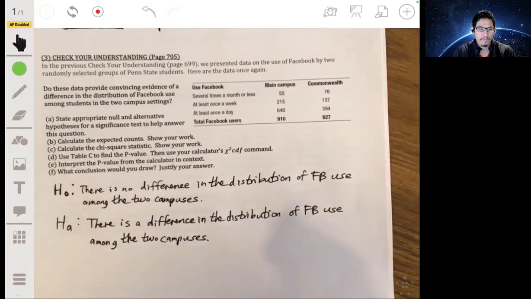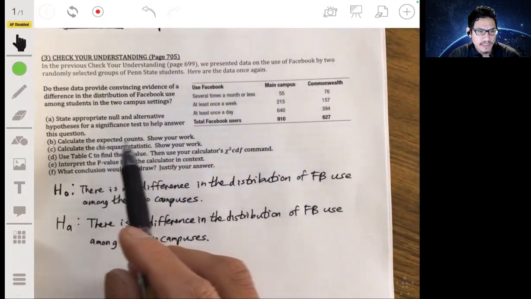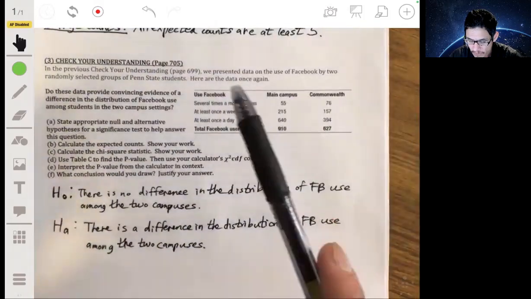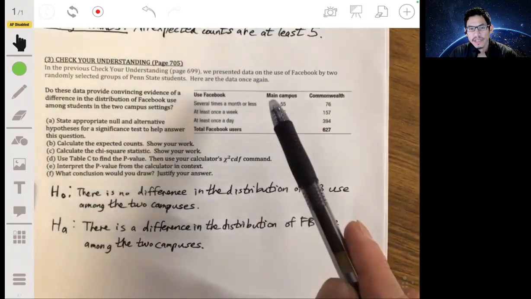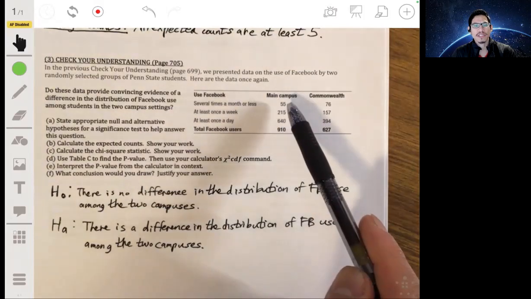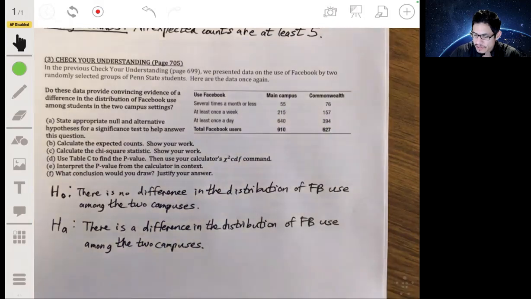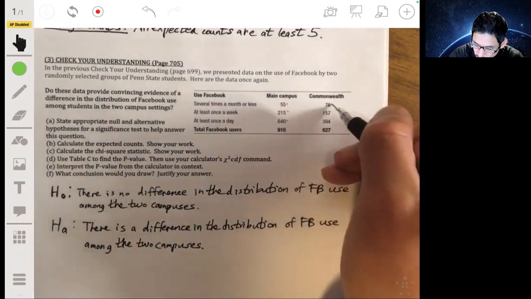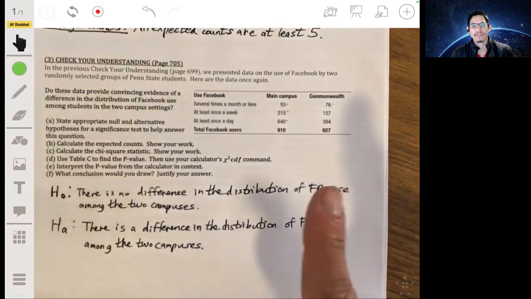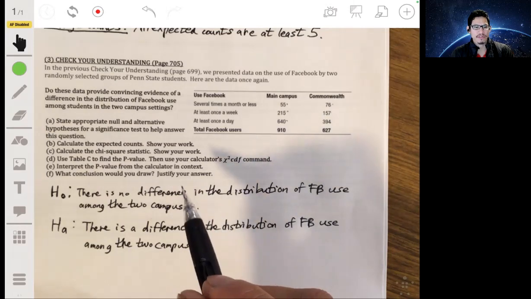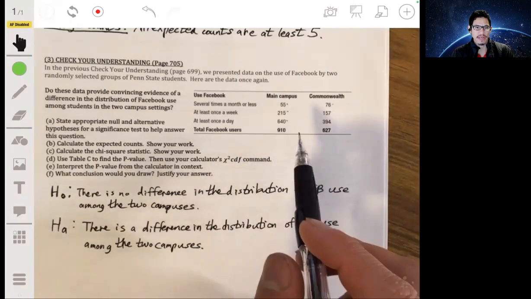Okay, so we're now going to calculate the expected counts. So let's think about this. Remember, the expected counts are what you would expect your values or your counts to be for each of these six cells, what you would expect those six numbers to be if the null hypothesis were true. So if there was no difference in distribution of Facebook use among the two campuses.